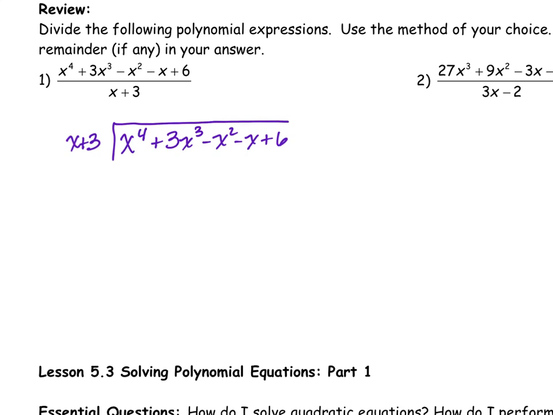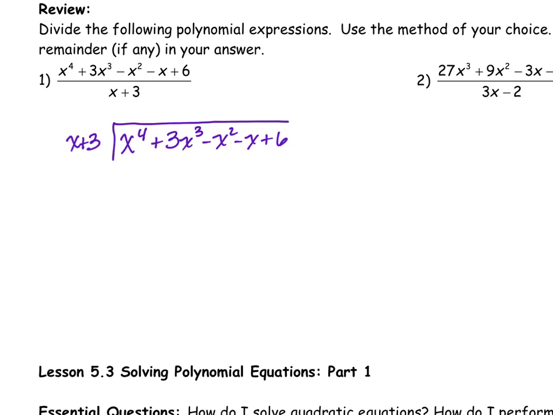Okay, so I'm going to do the first one long division wise, because I'm just going to do it both ways. Some people like the long division way, some people like the box method, some people don't understand either, so we're just going to go over both of them.